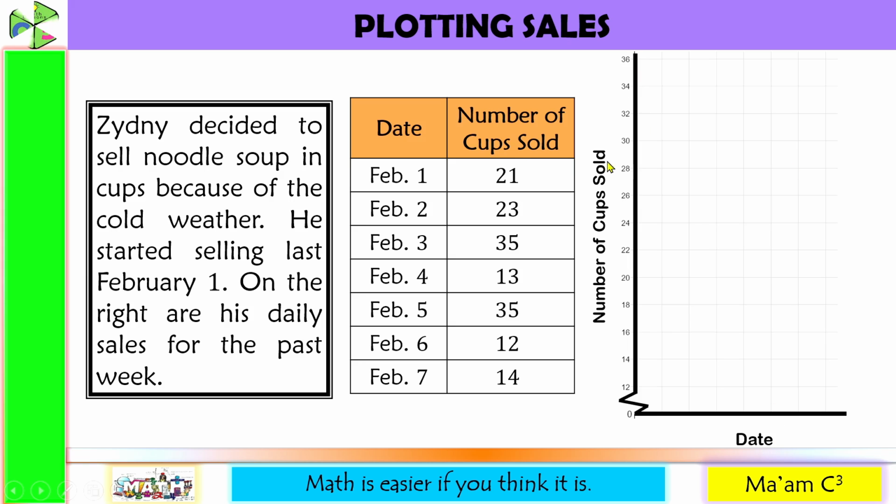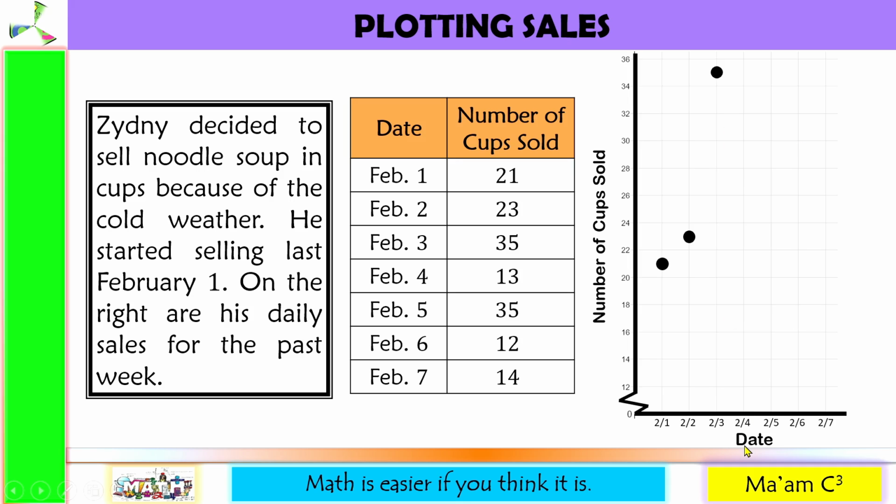For the date, I'll start with Feb 1. That would be 2-1. Then 2-2, 2-3, 2-4, 2-5, 2-6, and 2-7. Let us start with February 1. He sold 21 cups. February 1, 21 cups, so that would be here. February 2, 23 cups, so that would be here. February 3, 35 cups, so that would be here.